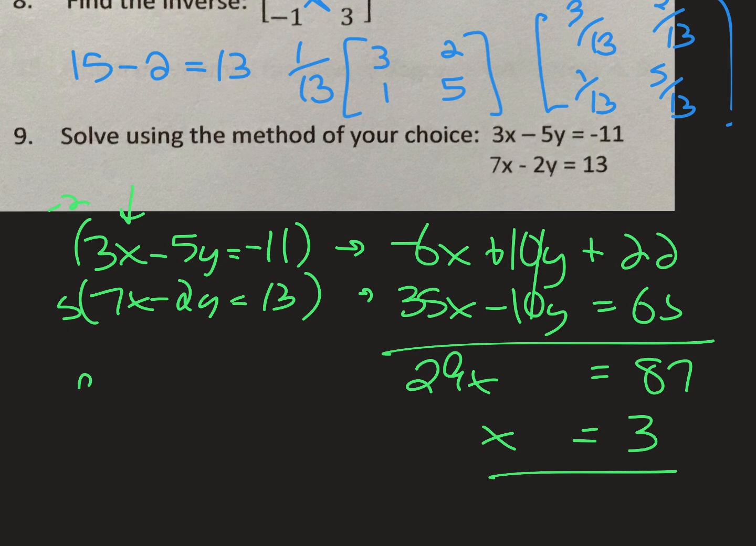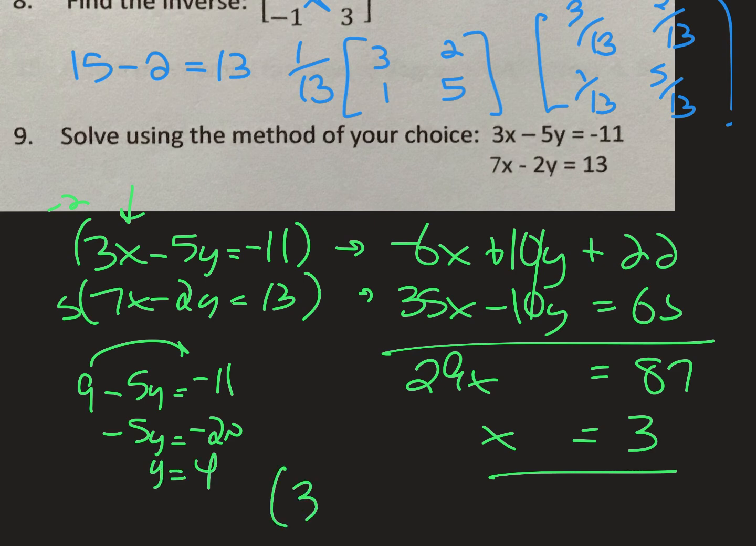So if I do 3 times 3, that's 9. Minus 5y equals negative 11. Move the 9 over there. Gives me negative 20. Divide by the negative 5, that's 4. So my answer, 3, 4.